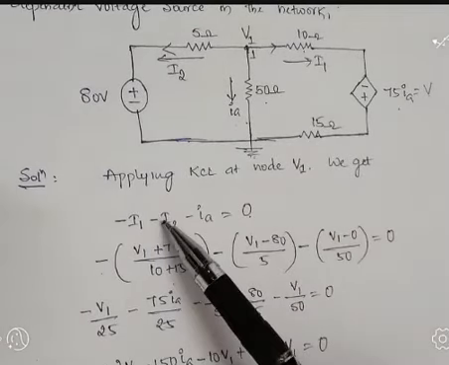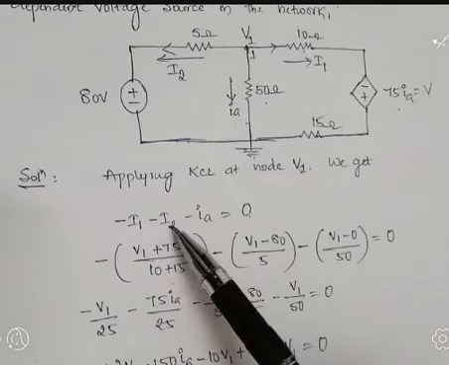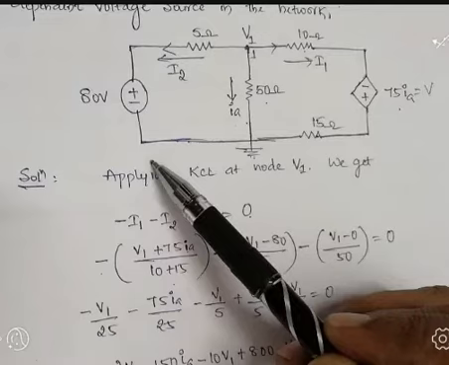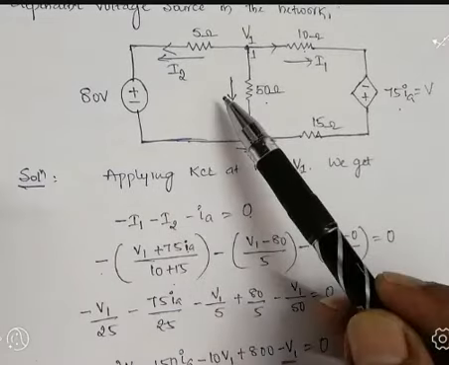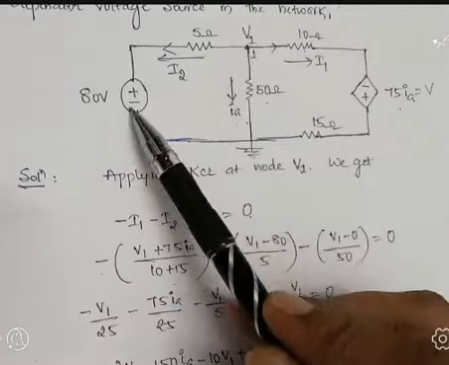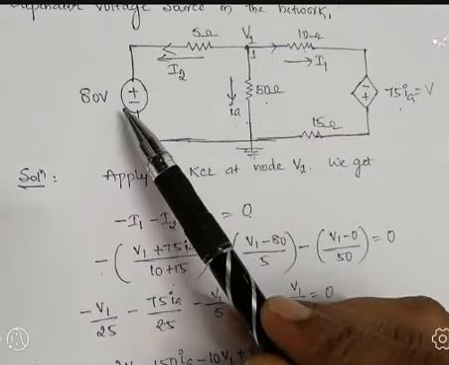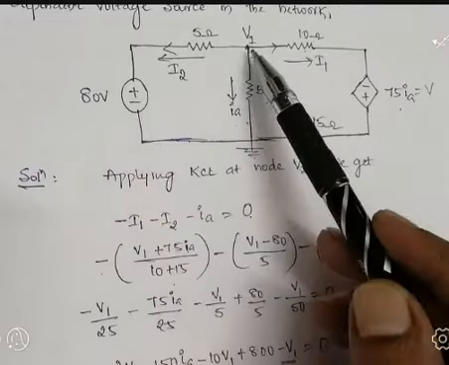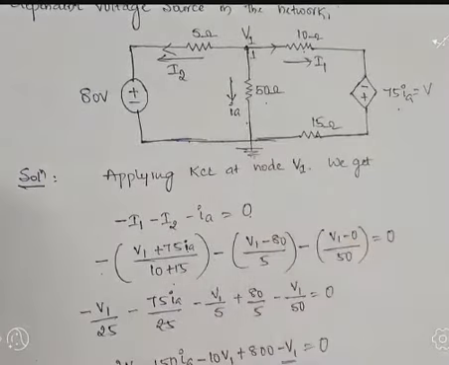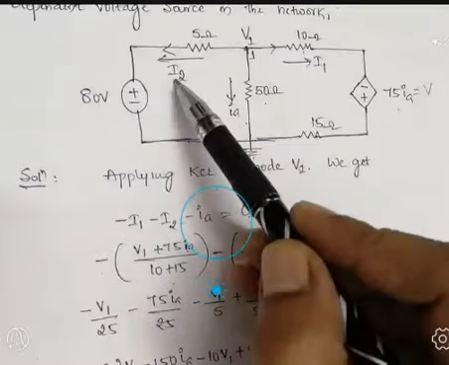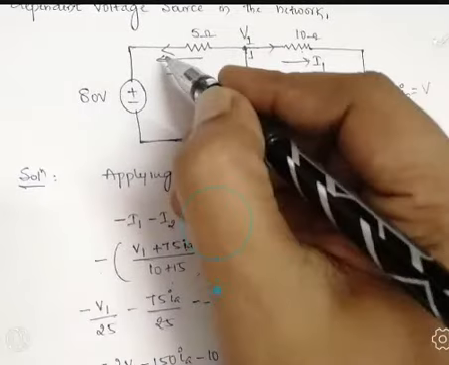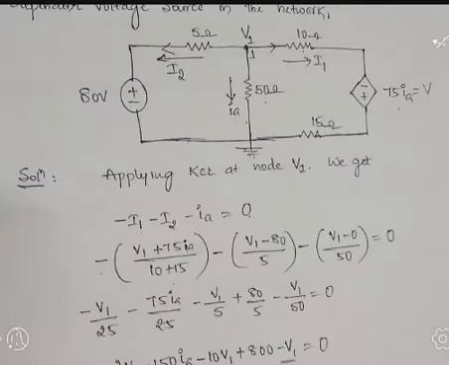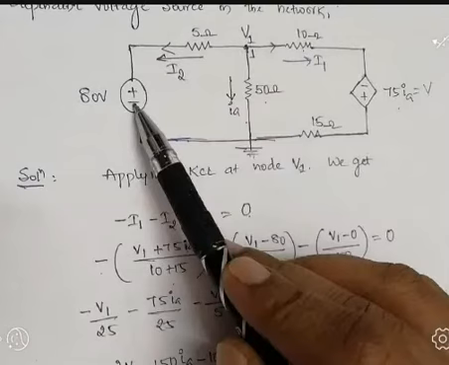Next, minus as it is, the value of I2. The current I2 flows through this branch, starting from V1 and reaching the ground. In between this journey, one more voltage source is present, the independent voltage source, which has the value 80 volts. Here the head of the arrow mark of current I2 is pointing to the negative polarity of the voltage source. So we can write V1 minus 80.